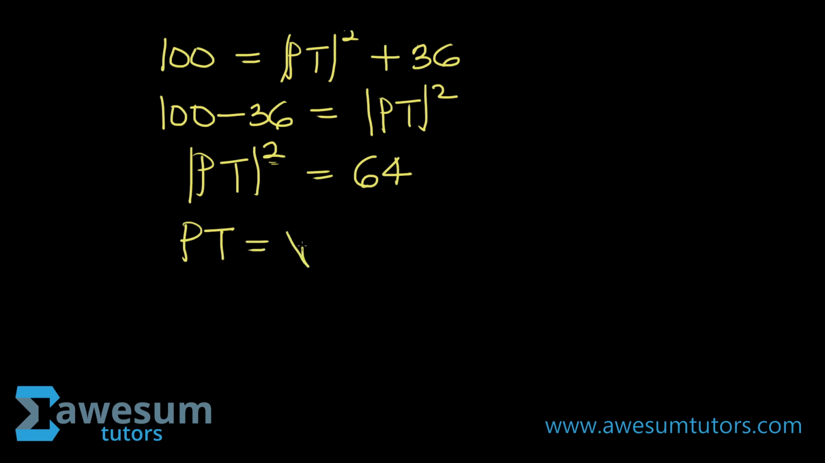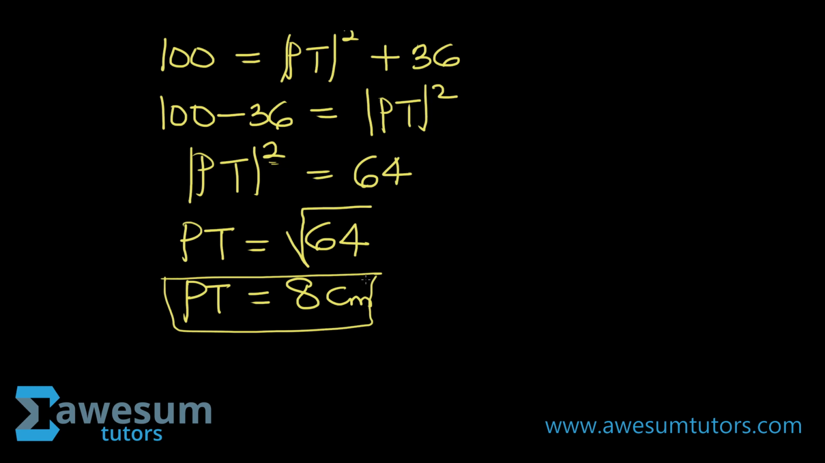And then here you have the square root of 64. The square root of PT squared gives you PT, and then you have the square root of 64. So PT is going to give you what? The square root of 64, that is 8. That is it. Very good. That means PT is 8 centimeters.